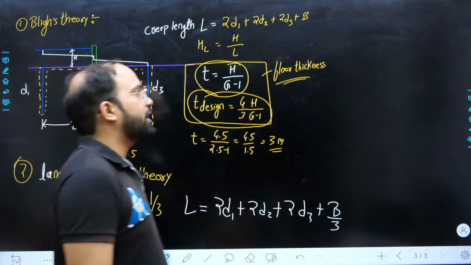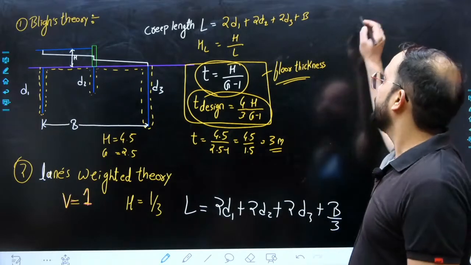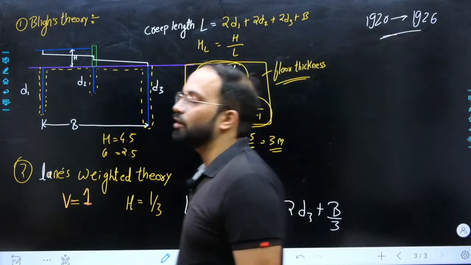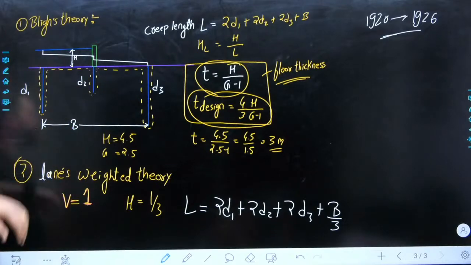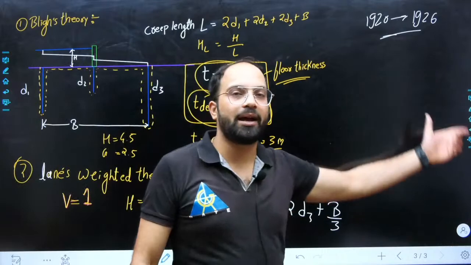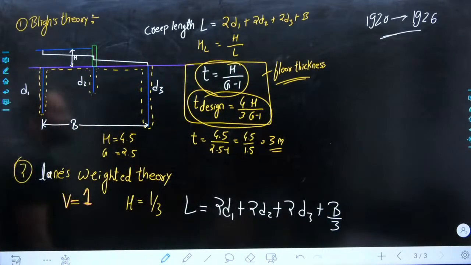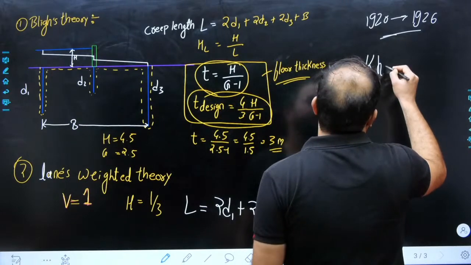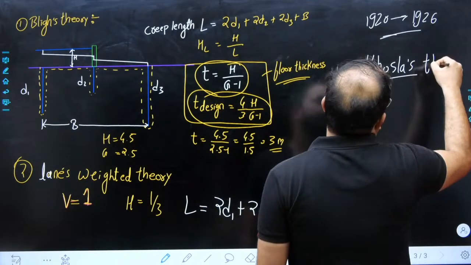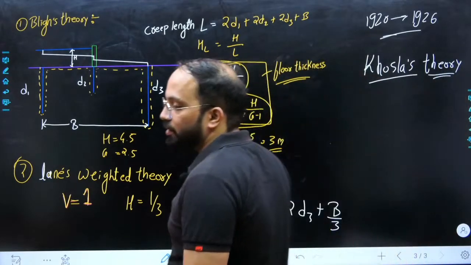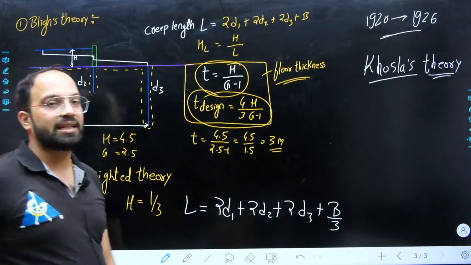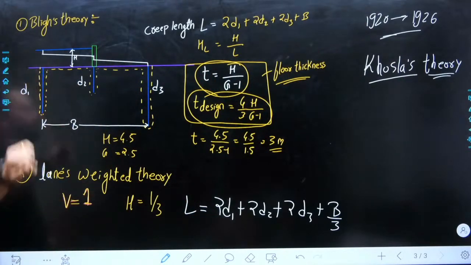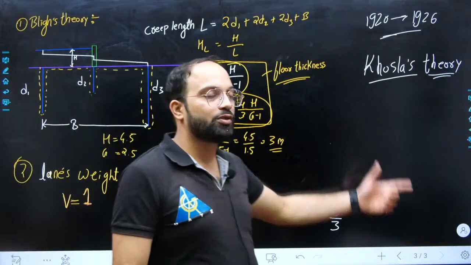But what happens during 1920 to 1926? Before 1920, most of the weirs were constructed according to Bligh's theory, but during this period most of the weirs were facing failure. So one more scientist came, Khosla, with Khosla's theory. Because of the failure of many weirs designed by Bligh's theory, Khosla introduced one more theory.